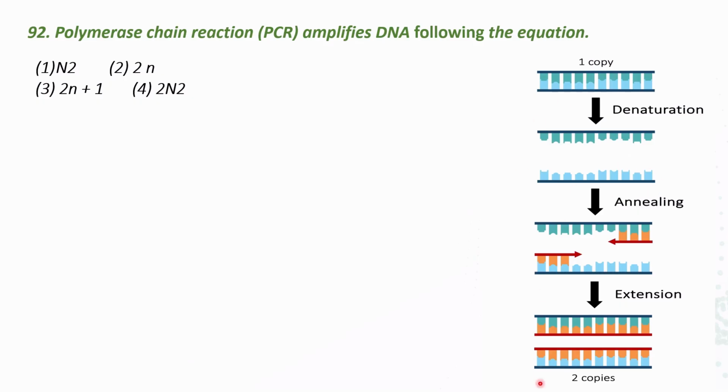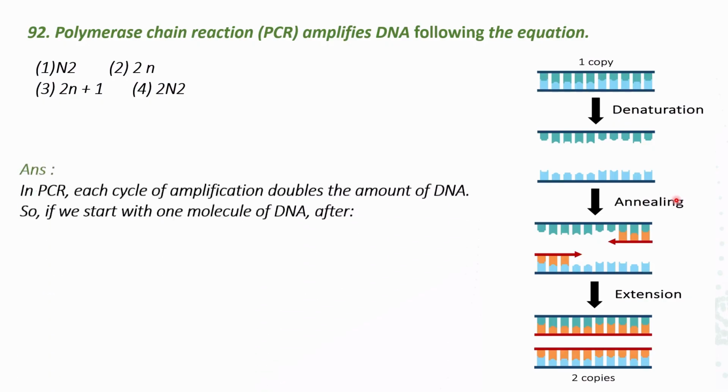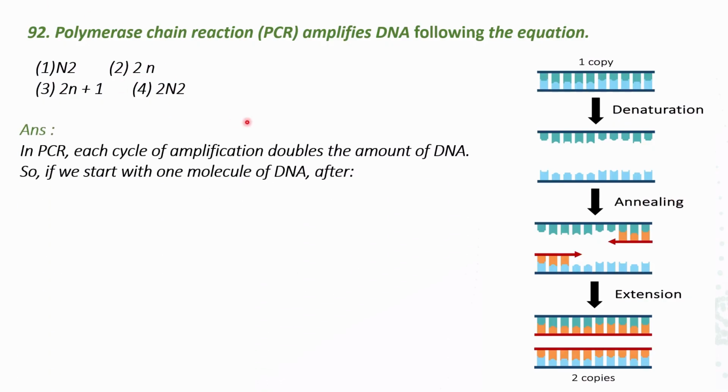Normally we know what the polymerase chain reaction is. It includes three steps. Denaturation means one copy of DNA is denatured into two strands, and then they are annealed, meaning primers attach and new strands are formed, and each strand will form another new DNA. So from one copy of DNA we get two copies. So what is the right answer? It is 2^n.